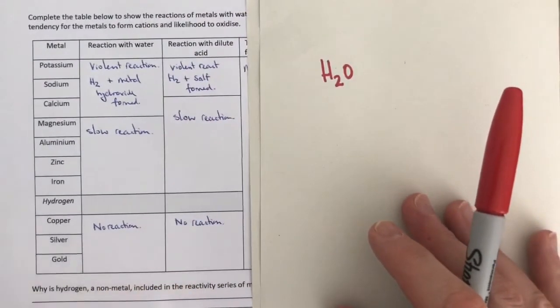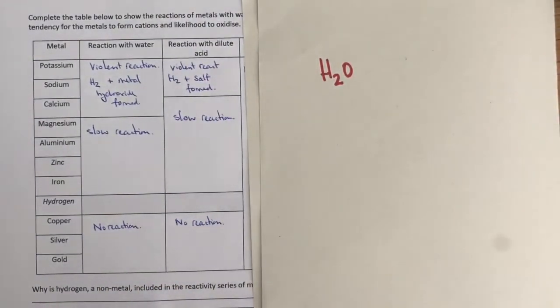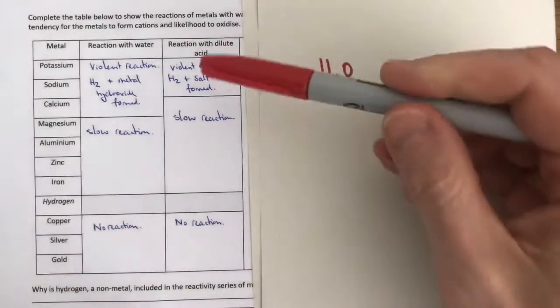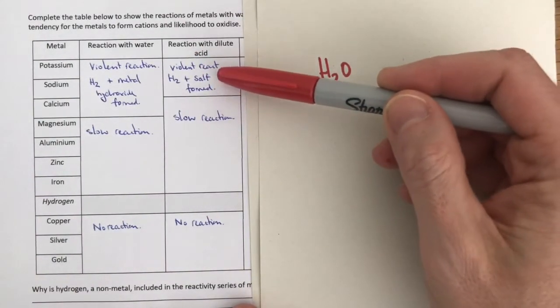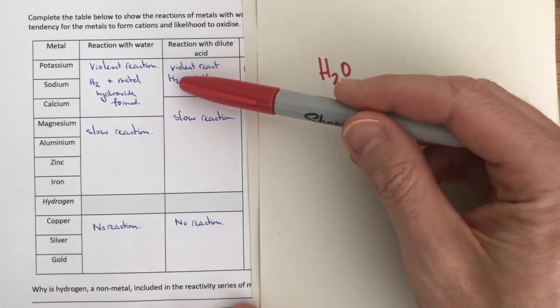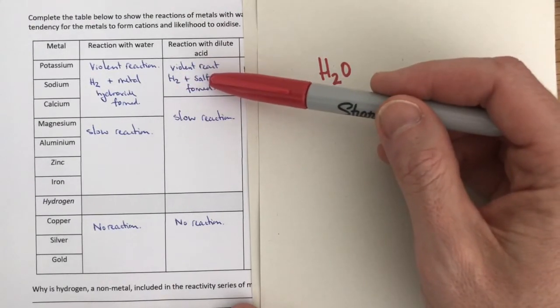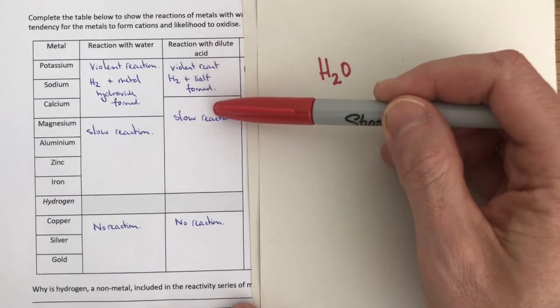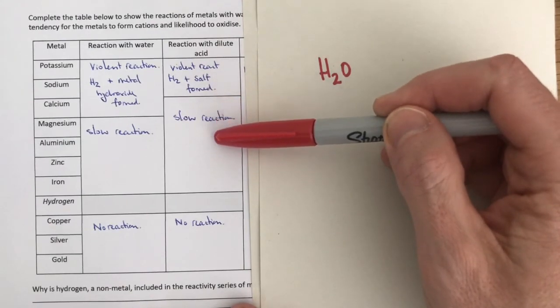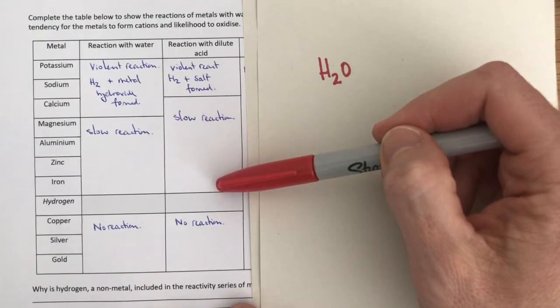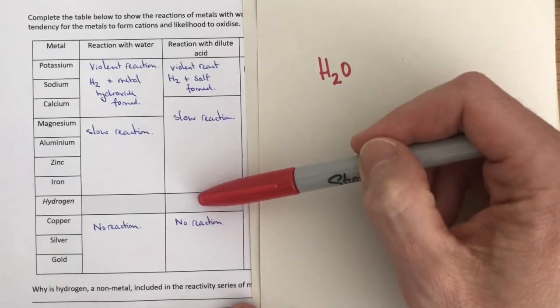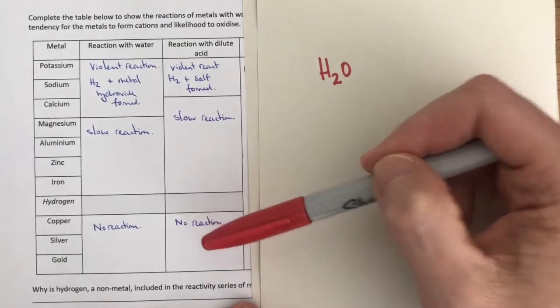Next column, we've got acids. Okay, again, same kind of pattern. The ones at the top of the reactivity series are very vigorous, very violent. They all react to release hydrogen gas, and they make a metal salt. But as you come down, the reaction gets less vigorous, less violent. This middle section here, you can see it's quite a slow reaction. And then again, those below hydrogen will not react at all.